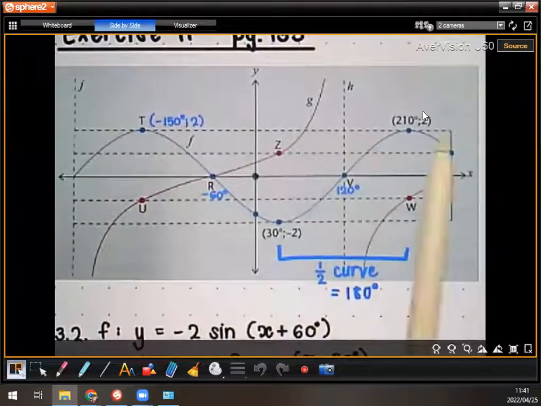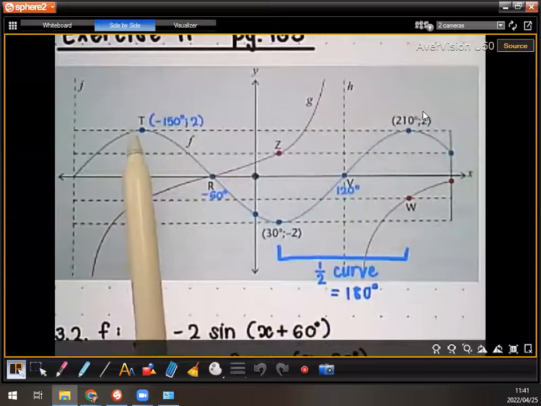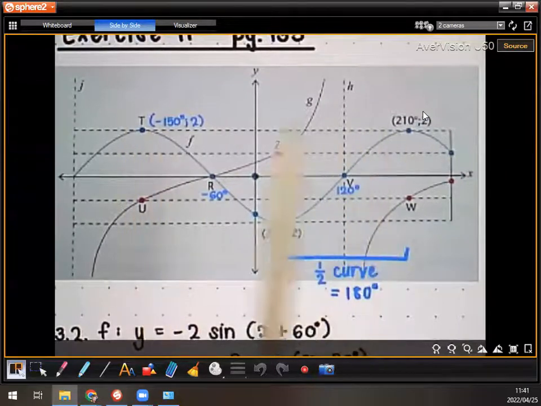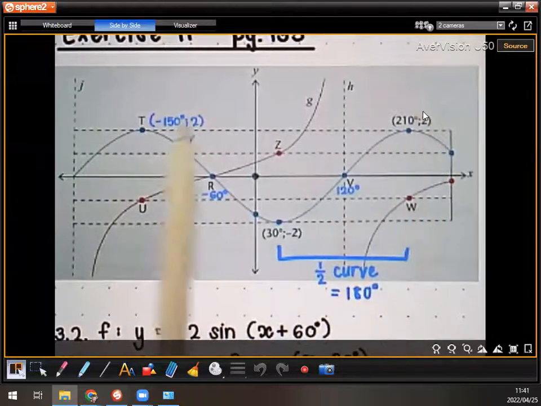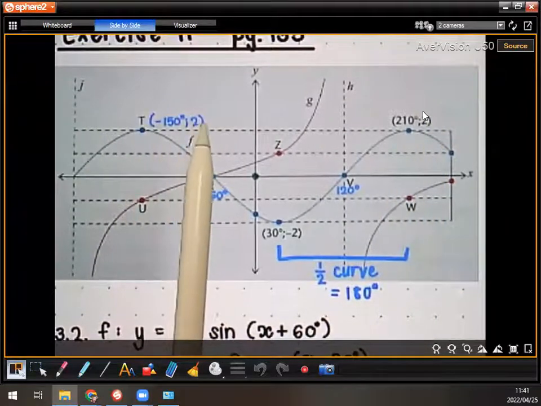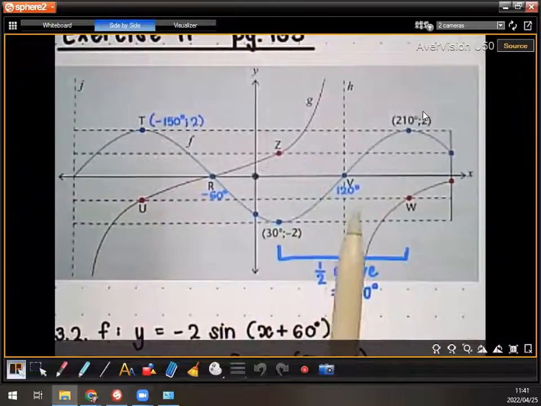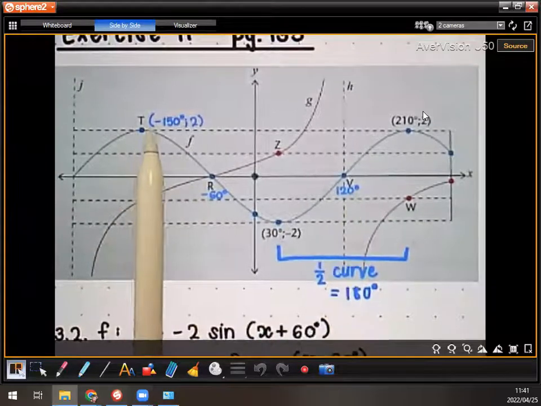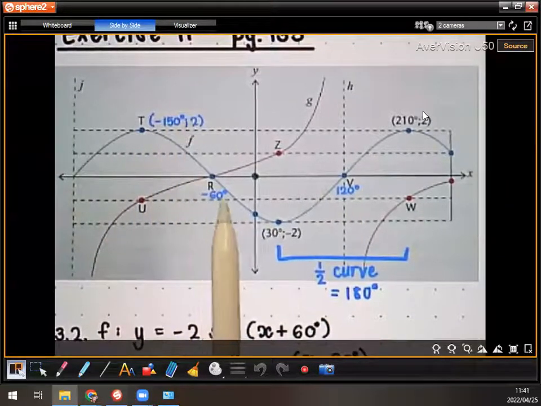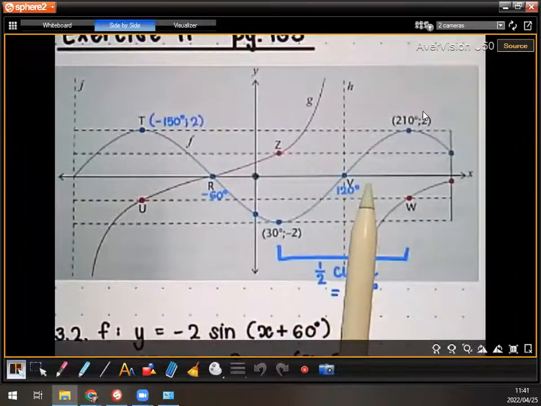And this one you could read off, guys. They're showing you, by using this dotted line, that these 2 points have the same y value. Right, so if this one has a y value of 2, that one also is going to have a y value of 2. Okay, so that's how I found the coordinates of T, R, and V. So T is negative 150 and 2, R is negative 60 and 0, and V is 120 and 0.